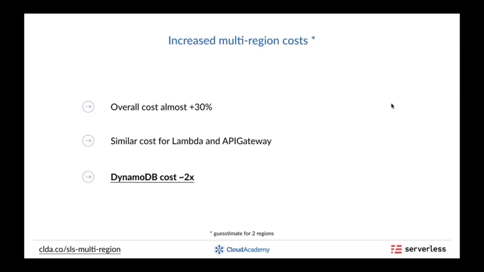So what's the overall analysis compared to a mono region? This 2 region architecture will cost you more or less plus 30%, and that's because I had like 15 read capacity units and 10 write capacity units. That really depends on your application. Again, the cost for Lambda and API Gateway are very similar, and the cost for Dynamo almost doubled. So this got my attention, and I was like, I need to get deeper.